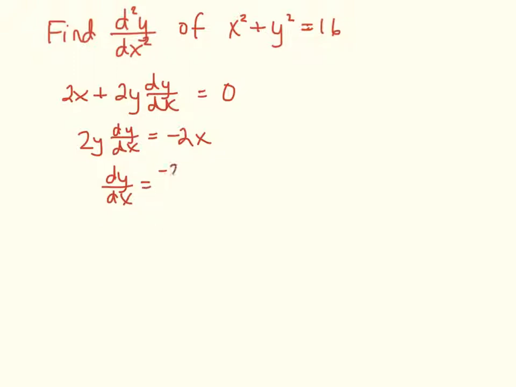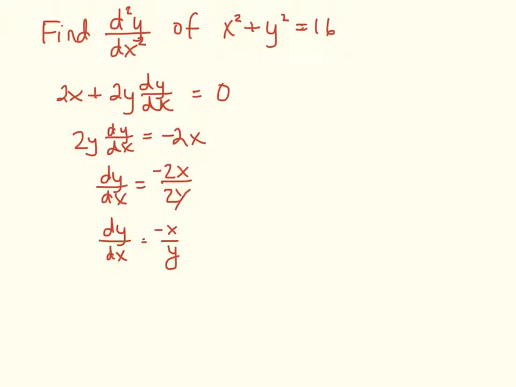and then solving for dy/dx, which would equal negative 2x over 2y. This is very similar to the one that we started with, and it ends up with negative x over y. Okay, so now that we have the first derivative, we're ready to begin the process of the second derivative. I'm going to work on the second derivative over here.